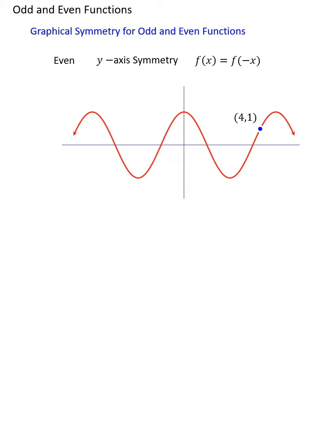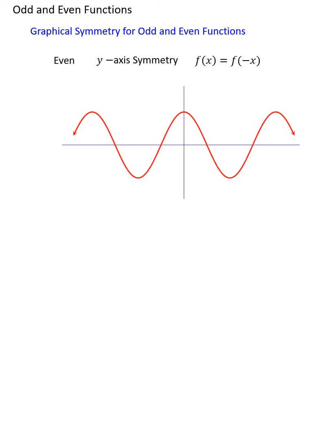And so, for example, if this graph were to pass through 4, 1, it would also pass through the mirror image through the y-axis, negative 4, 1. But isn't this the same as we plugged in opposites, 4 and negative 4, and got the same result, 1 in each case?